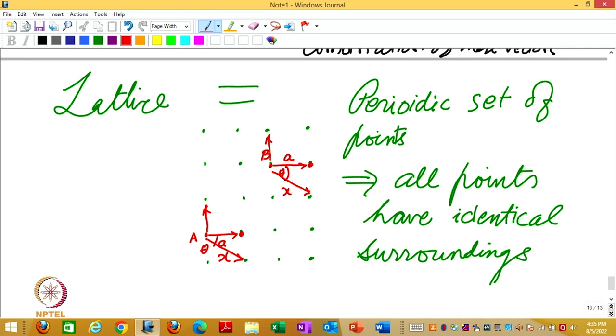So, if you are a small being walking in a lattice and you station yourself here and look around, you will see certain surroundings. And then if I blindfold you, take you and leave you at some other lattice point, remove your blindfold and ask, have I left you at the same location or a new location? You should not be able to tell. Charo duniya dekhoge, sara duniya ek hi hai.